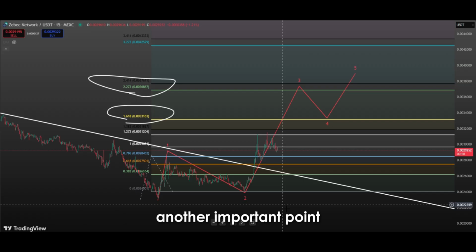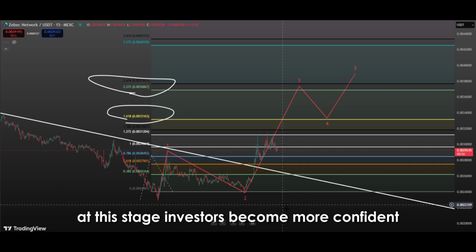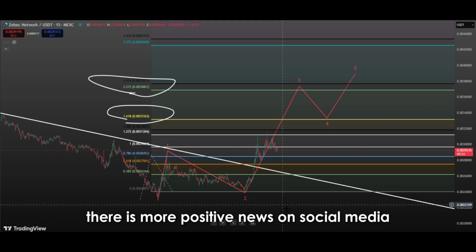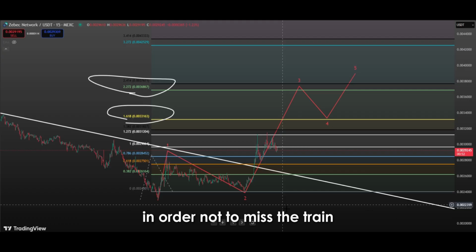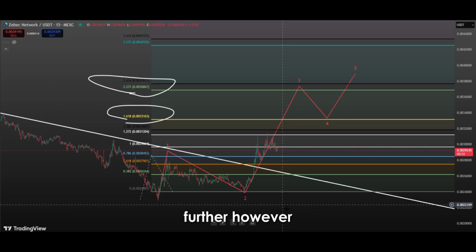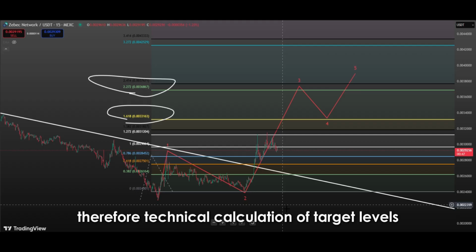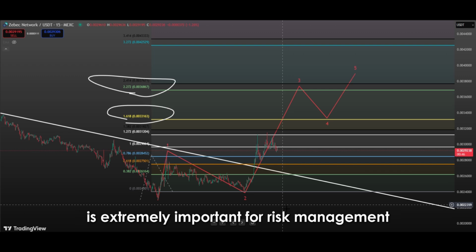Another important point is the impact of the third wave on investor psychology. At this stage, investors become more confident, there is more positive news on social media and in the news, and many are more inclined to take positions in order not to miss the train. This creates a cycle that feeds volume and price further. However, it is important to remember that this uptrend is not eternal. Therefore, technical calculation of target levels for positions taken in the third wave is extremely important for risk management.